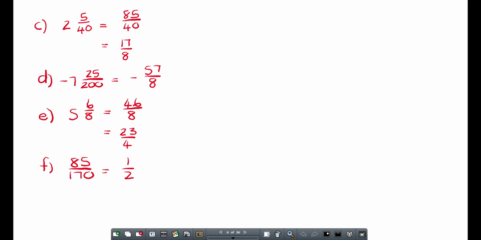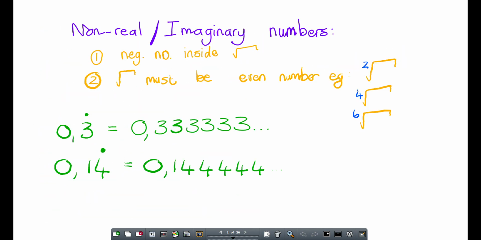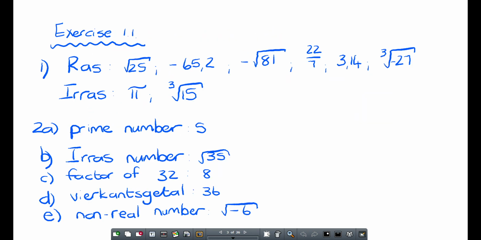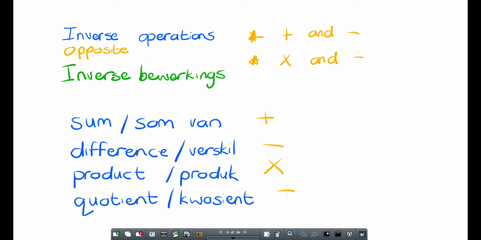I want to quickly just run through. Do you guys still remember BODMAS? What does the B stand for? Brackets. The O of D, division, M, multiplication, A, addition, and S, subtraction. Okay, so please remember that that is the order of your calculations that we have got to follow.